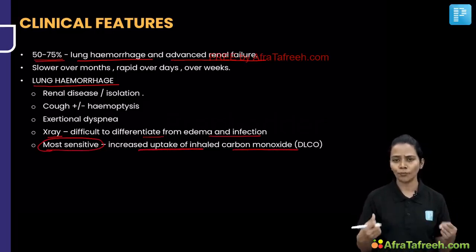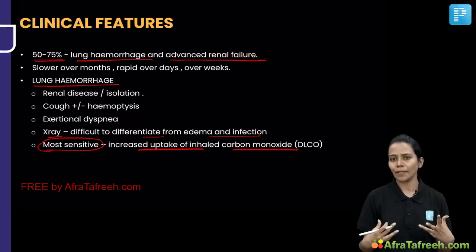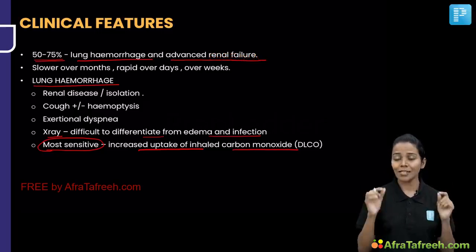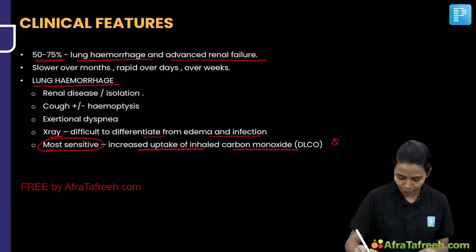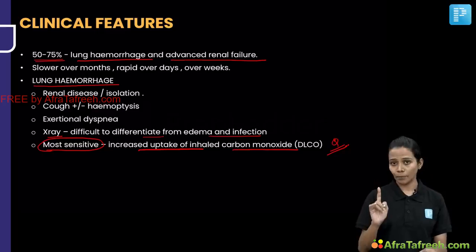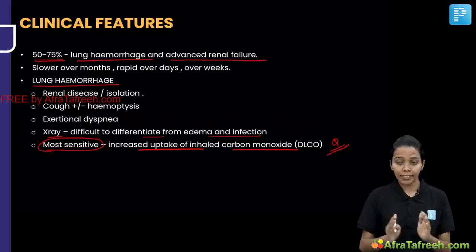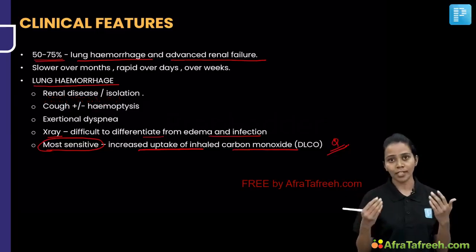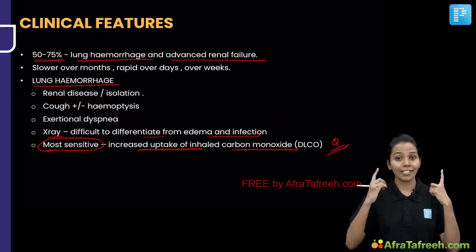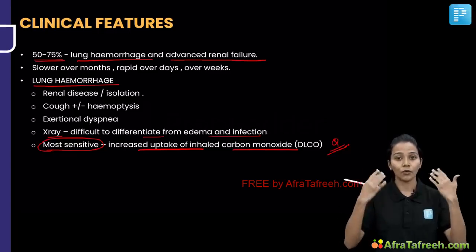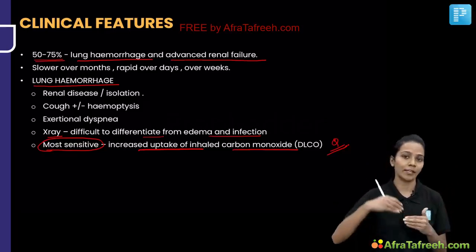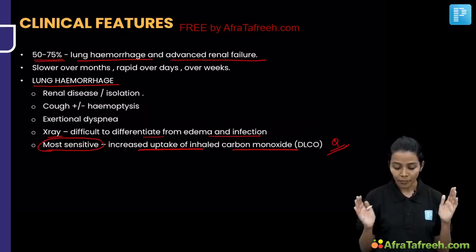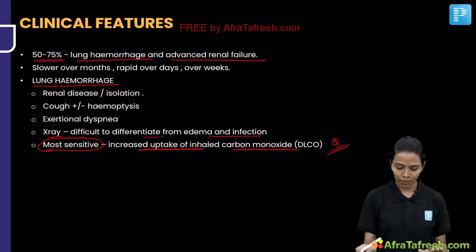Because there's a lot of blood, there's going to be increased uptake of carbon monoxide. So this is the most sensitive technique to detect alveolar hemorrhage. This has been asked as a question multiple times. You have to remember that for lungs, we use DLCO, that is increased carbon monoxide uptake. Okay, it is not decreased, it is increased uptake because blood is there. That has also been asked, whether there will be decreased uptake or increased uptake. So this you have to remember, it's very important.